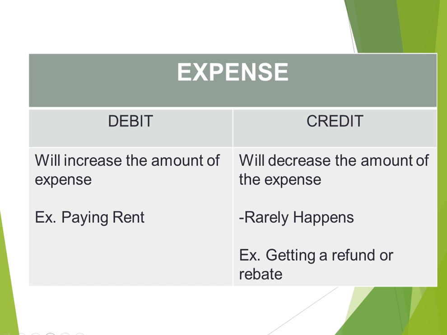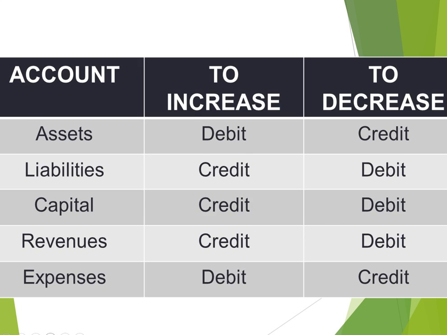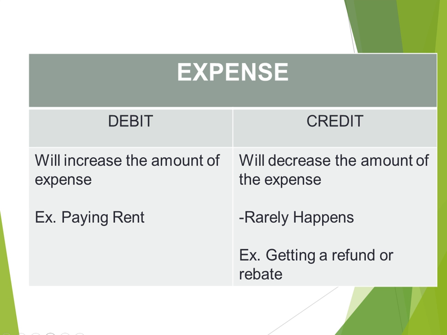Next is the expense. In expense, you debit whenever your expense amount is increasing, so you pay any kind of rent, any other expenses, you pay your electricity bill, and so on. And it will be credit when you decrease the amount of expense. Suppose you got a rebate, you got a discount, then it will be credited.